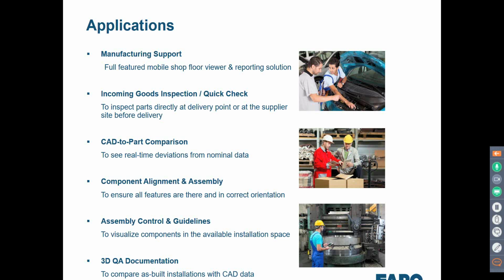We talked about as-built to the model comparison, so basically CAD to part or actual build comparison. Very important: what's the offset? What's the delta? What's the difference? We talked about alignment and assembly capabilities, so we actually help in the manufacturing process. We talked about assembly control and guidelines, where we can see where components need to be in a space.